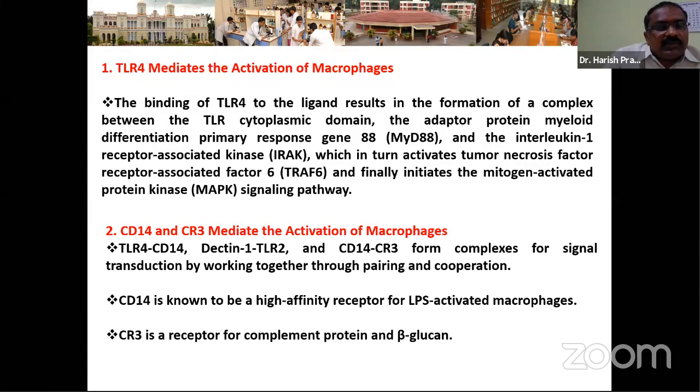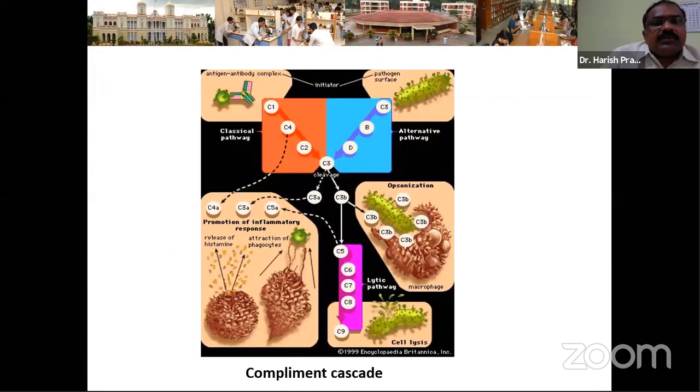Again, CD14 is known to be a high-affinity receptor, especially for LPS-activated macrophages. This is the one mainly studied, and CR3 is a receptor for complement protein and beta glucan. I'll take one minute to explain the complement system here. Especially C3: whenever there is a response, C3 will cleave, and C3b will be recognized by CR3.